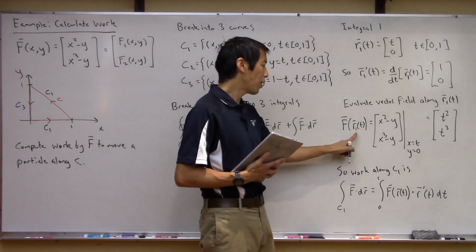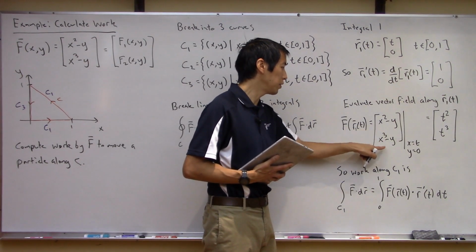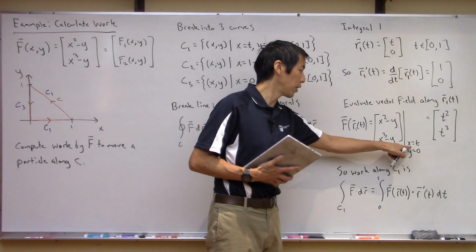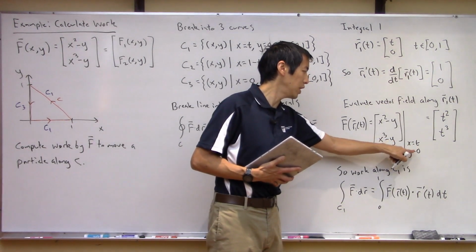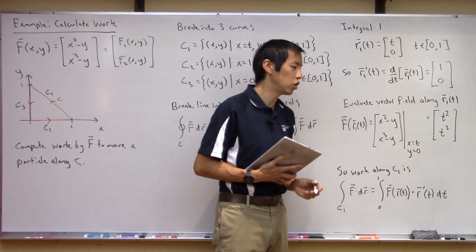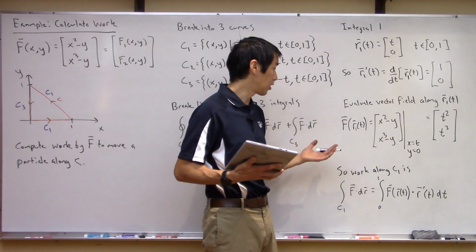All that means is you take the general vector field here, and evaluate it along the curve R1. In that case, R1 is when x is equal to t and y is equal to 0. So you plug that in, and you get t squared and t cubed. That's what the vector field looks like along the curve.